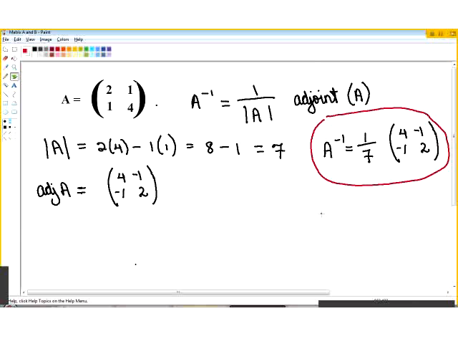Now my answer could also be stated as A inverse is equal to 1/7, which I could treat as a scalar. It's just a number, and I can multiply it into the matrix, and I get 4 on 7, minus 1 on 7, minus 1 on 7, and 2 on 7. Both are correct. You can use either one or state them as either one of these. So you have your inverse stated here on the screen.